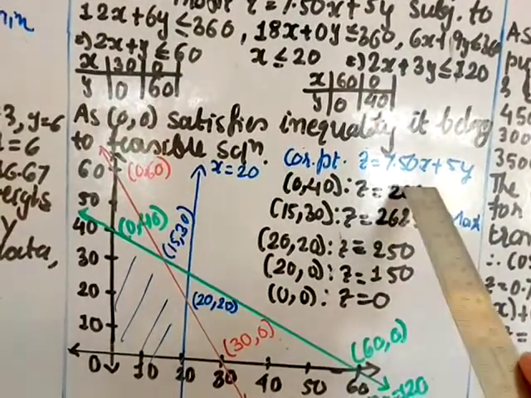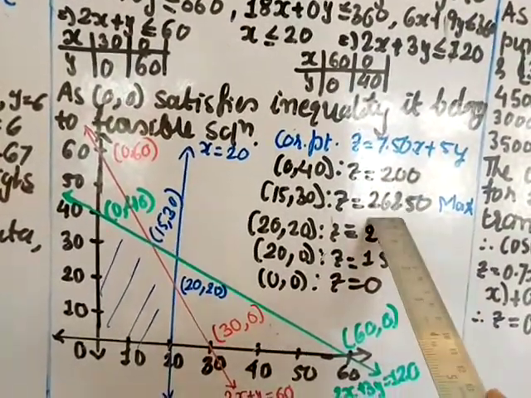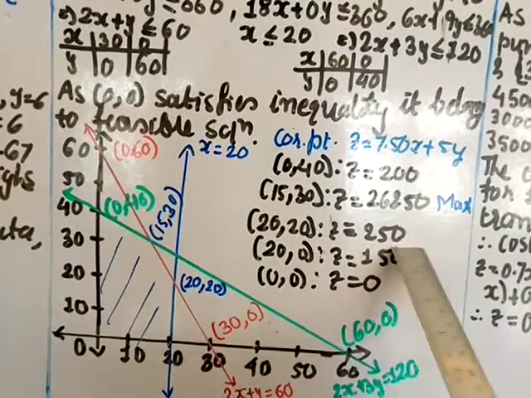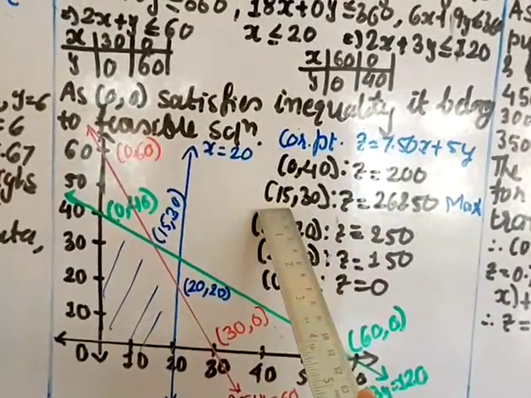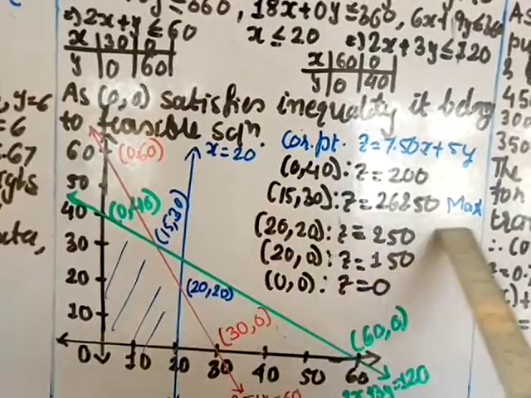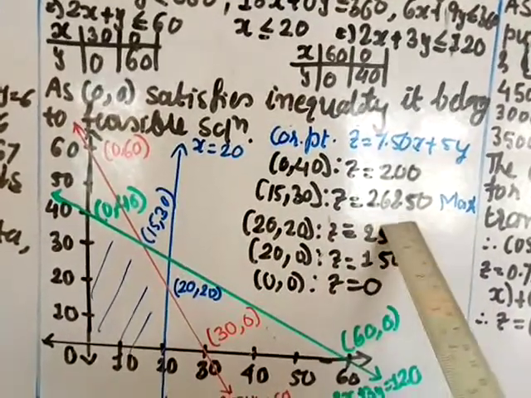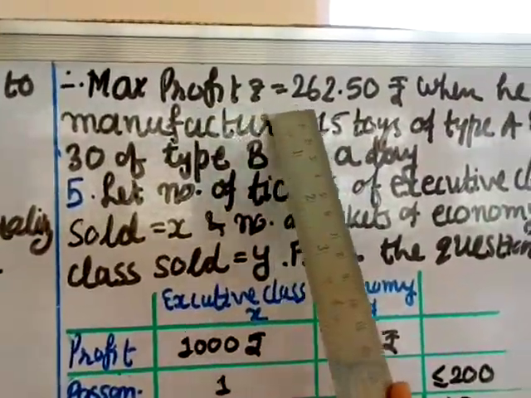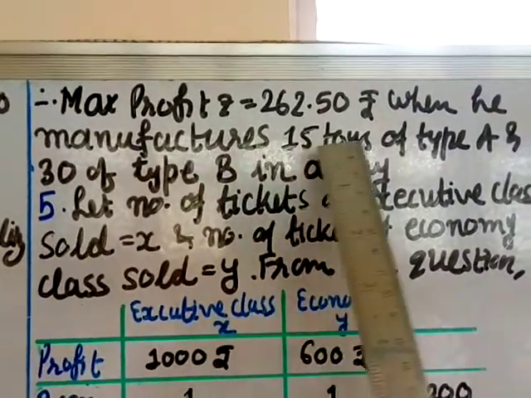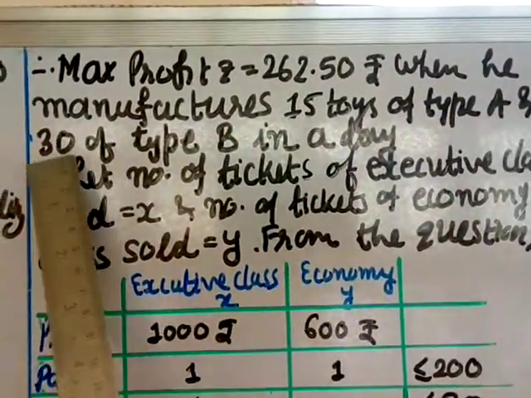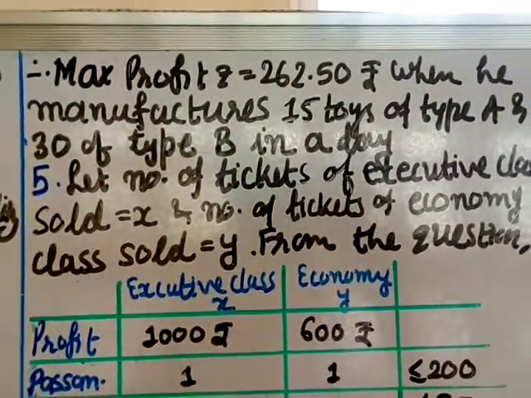Now among these you have to find the maximum. So 200, 262.50, 250, 150, 0. Among these, this is the maximum. So when the x value is 15 and y is 30, that time you have got the maximum profit, that is 262.50. Therefore, maximum profit Z is equal to 262.50 rupees when he manufactures 15 toys of type A and 30 of type B in a day.